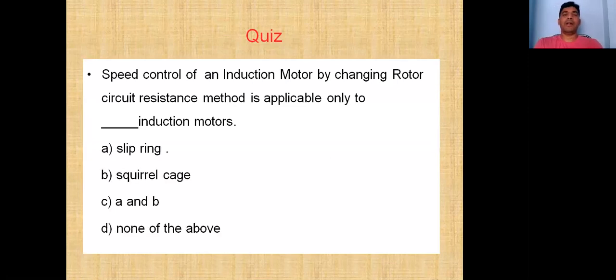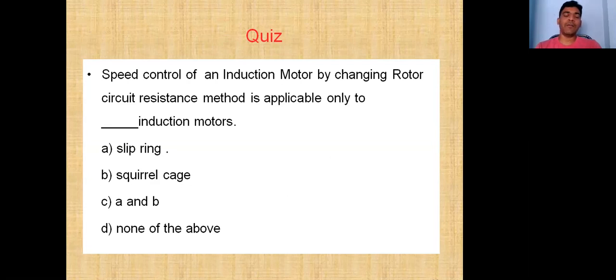Speed control of induction motor by changing the rotor circuit resistance method is applicable only to dash types of induction motors. Option A, slip ring. Option B, squirrel cage. Option C, both A and B. Option D, none of the above.